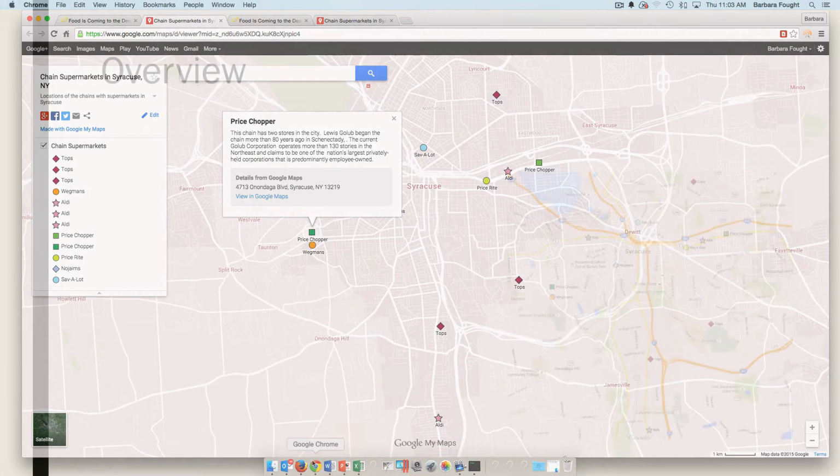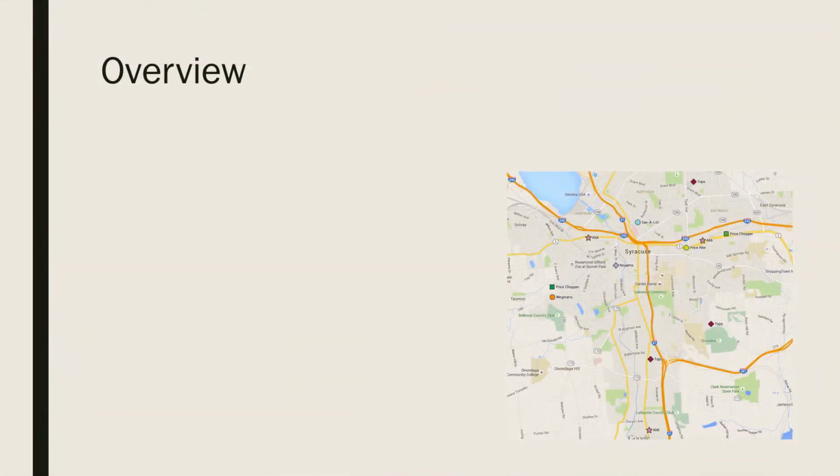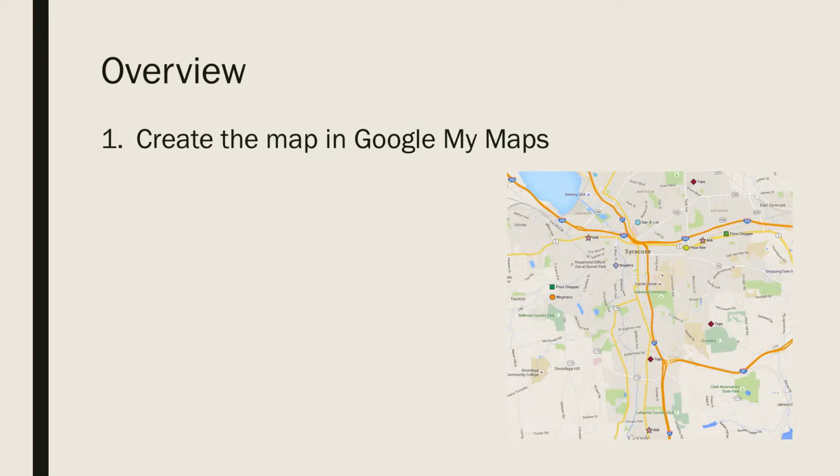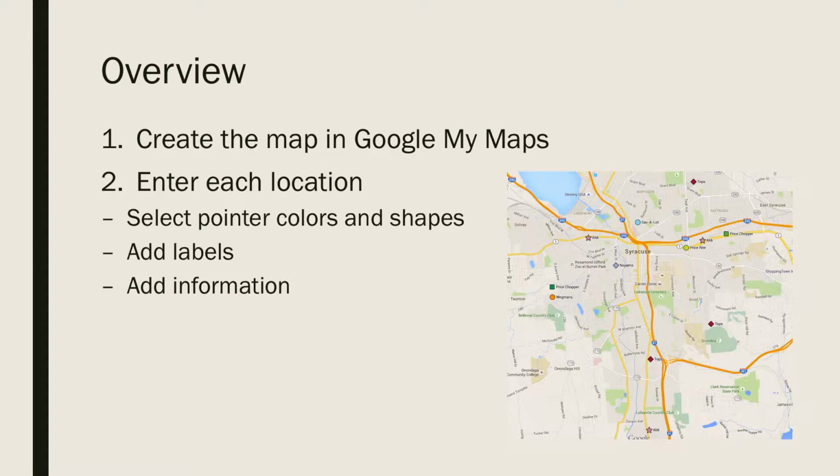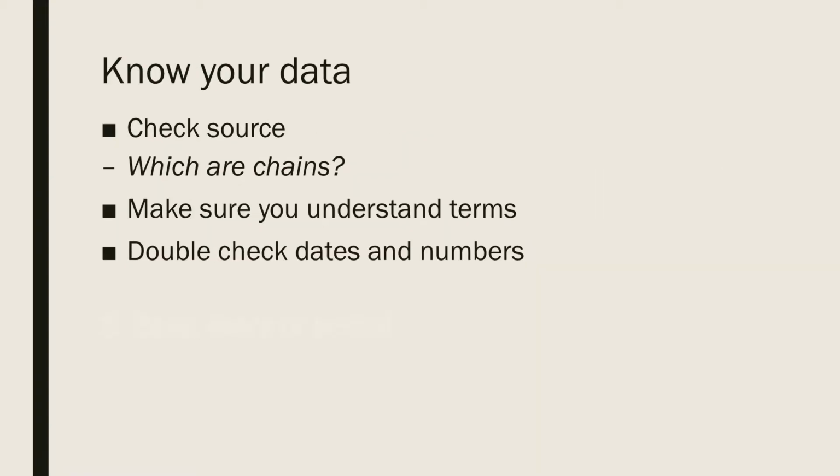So how do we do that? First, we're going to create a map in Google My Maps. Then we're going to enter each location for a grocery store that's a chain store we want to put in. Then we can change the colors and the shapes of the pointers, add labels, and add other information. And then it's pretty easy. You just save it, and you can share it with others, or you can embed it, for example, on the NCC News website.